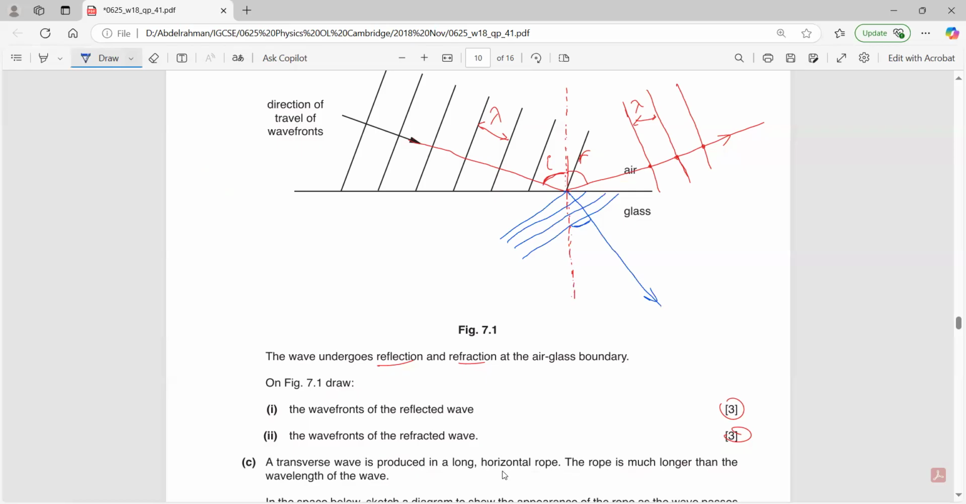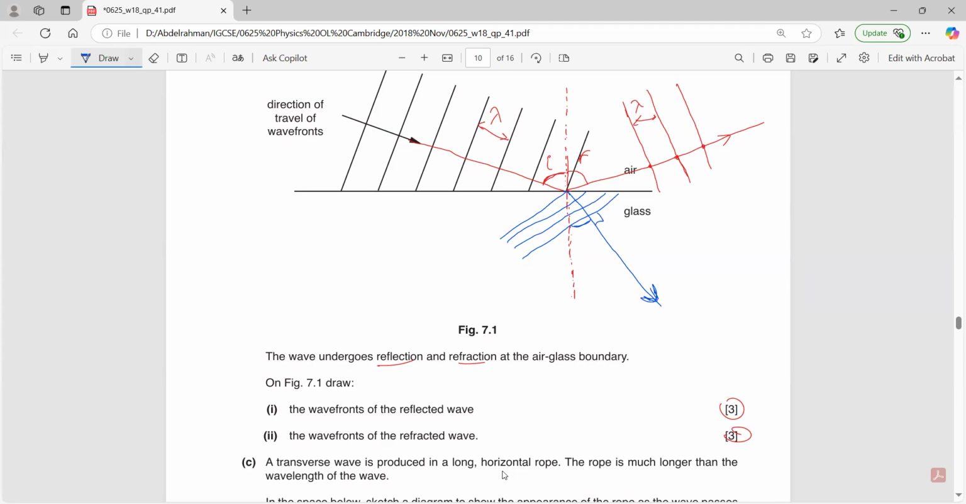Definitely, you're using your ruler. Do not draw freehand. This is not a simple diagram to draw. You need to use your ruler and be very accurate while drawing these lines. You need to make sure that these lines are perpendicular to the direction of motion. This is the direction of motion.